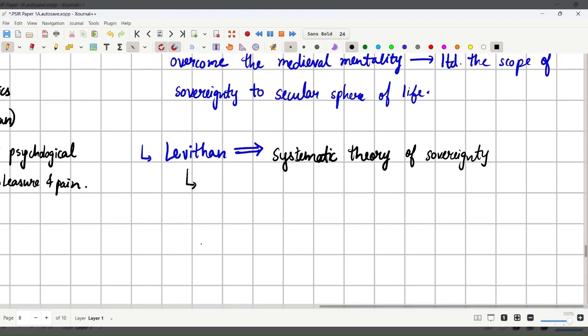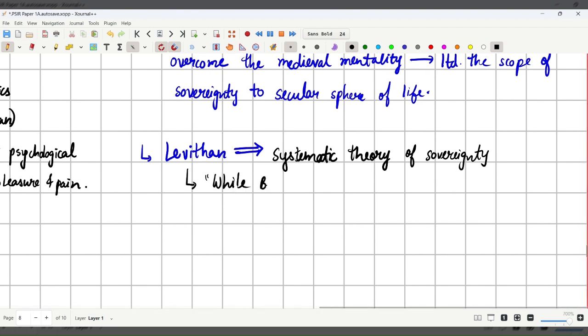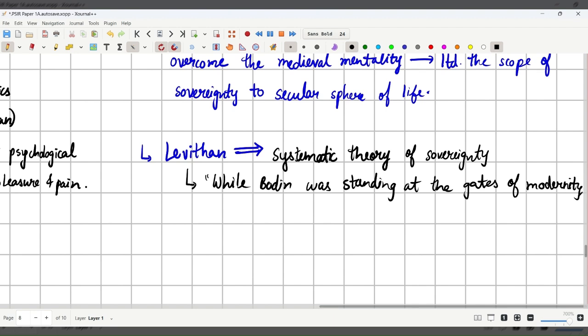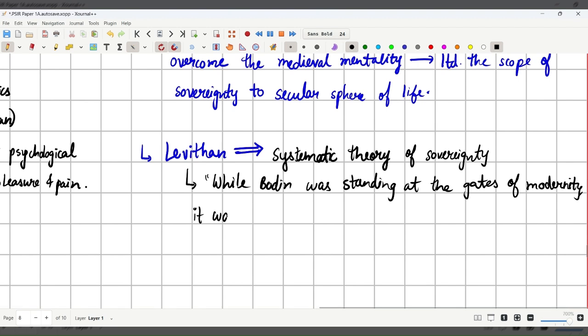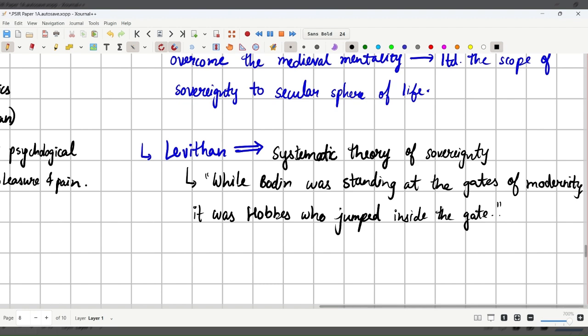So it is famously said that while Bodin was standing at the gates of modernity, it was Hobbes who jumped inside the gate. You can use this in the intro as well.